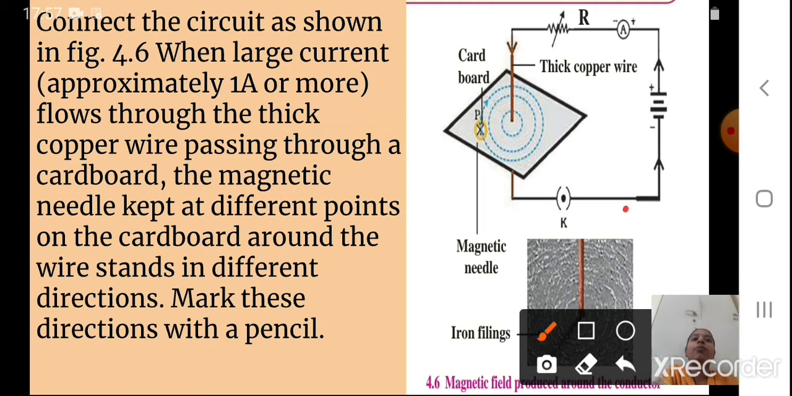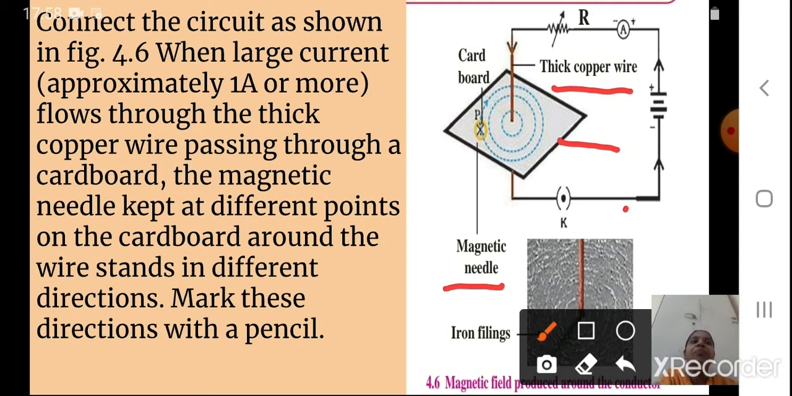Now when a large current, approximately 1 ampere or more, flows through a thick copper wire passing through a cardboard, see, this is my thick copper wire. Can you see it written here? And this is my cardboard. If I keep a magnetic needle, can you see a magnetic needle is also there? It is shown as X there, and P is given as the name. The magnetic needle kept at different points on the cardboard around the wire stands in different directions.